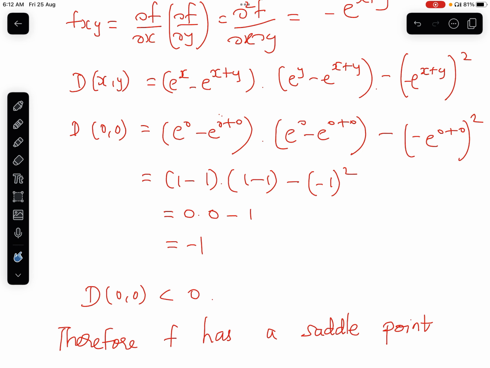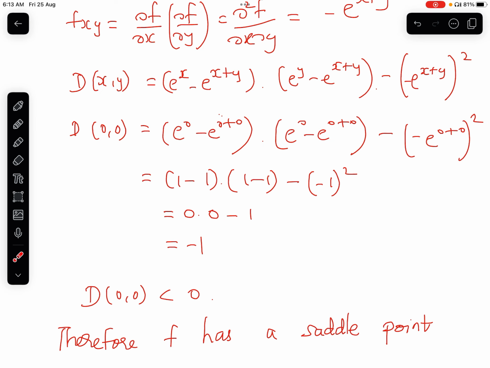And we know e power 0 is 1, so therefore 1 minus 1, here also 1 minus 1 will come, and here you should be very careful: e power 0 plus 0, I mean the power is 0. So e power 0 is 1. Here since the minus is inside, it is minus 1 the whole square. So therefore 0 times 0 minus, since minus 1 the whole square is plus 1, the minus will be outside. Let us write as it is, and minus 1 the whole square we will get as 1, so therefore it is equal to minus 1.